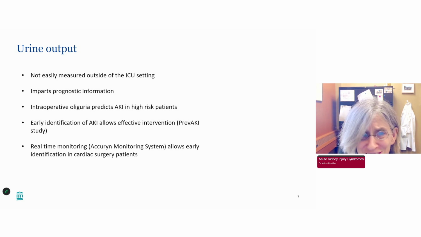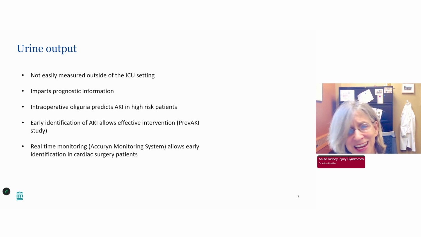Another single-center study suggested that it's actually difficult to adhere to the defined interventions that have been shown to be protective. Real-time monitoring of the urine output may also allow earlier detection, and a number of technologies are being developed to allow this. The Acute monitoring system has been shown to allow the early identification.